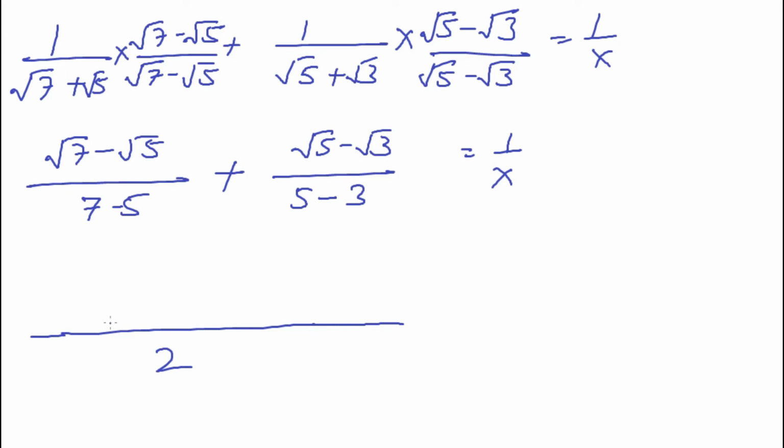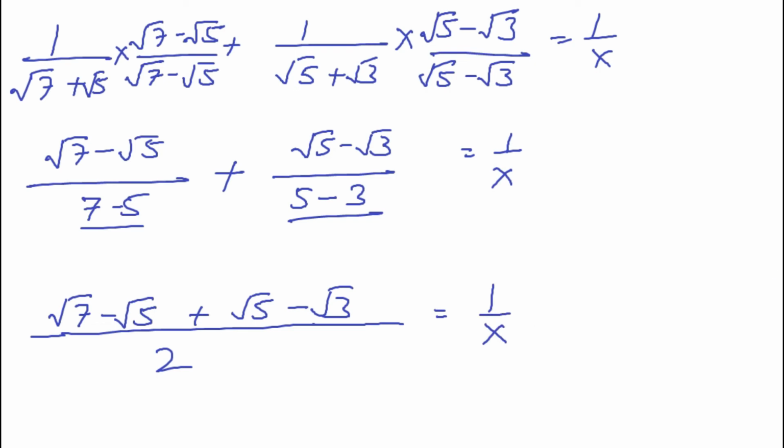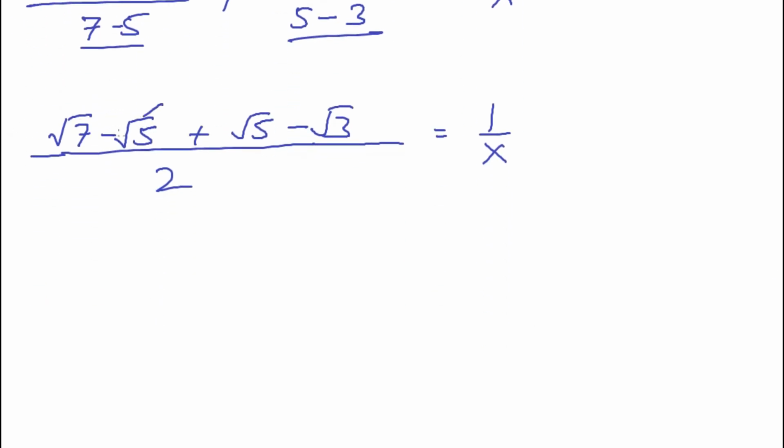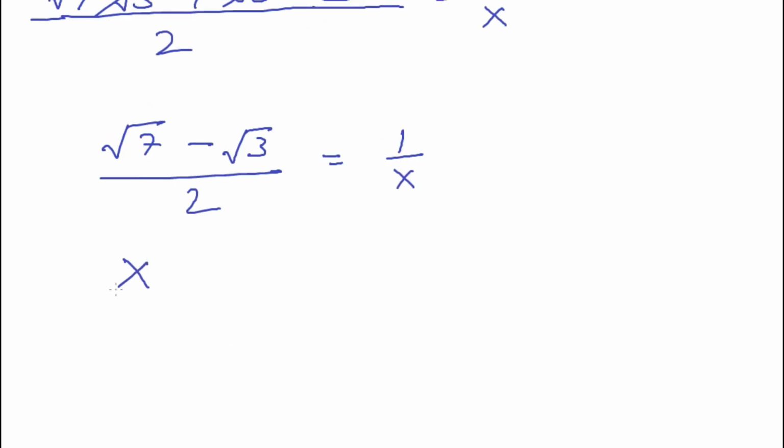But that's not it. If we apply this part here itself, then there is an issue. We have to arrange it so that it keeps moving, like root 7 minus root 5 plus root 5 minus root 3. You understand, this gives you 2, this gives you 2, so I have a common base 2, and these are the numerator part of it, and it equals 1 by x. Now if you cancel out this root 5, you are just left with root 7 minus root 3 over 2 equals 1 by x.